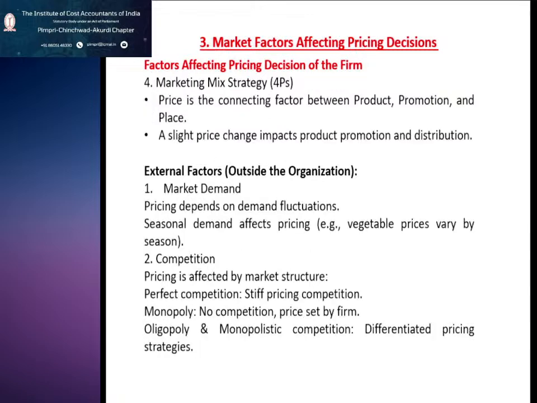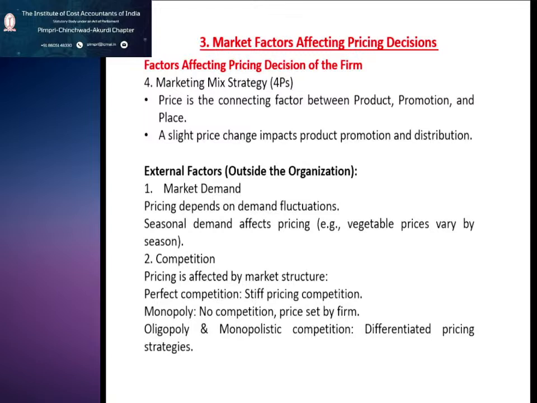Now let's understand the external factors outside the organization. So the first external factor obviously is the market demand. Pricing depends on demand fluctuations. Seasonal demand affects pricing. Example, vegetable prices vary by season, because those are season dependent pricing that one has to adopt if at all a particular firm is in that kind of seasonal demanded products.